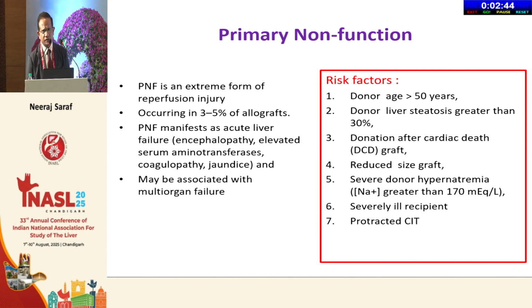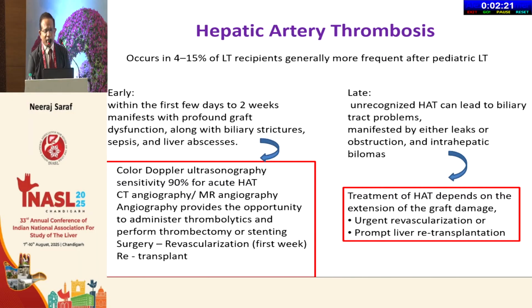Some other causes of graft dysfunction which we all must know: primary non-function. This is more common in DDLT, occurs in about 3 to 5% of allografts, and is a deadly condition. It presents as acute liver failure, encephalopathy, coagulopathy, jaundice, and you need immediate retransplant. Otherwise, you lose the graft and the patient.